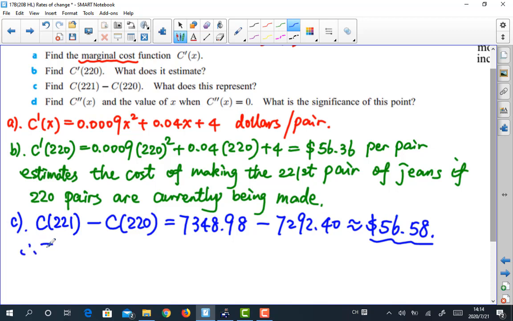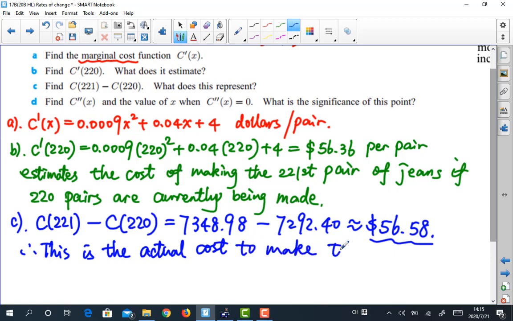What is this value? This value is the actual cost to make the actual pair of jeans, from 220 to 221 pairs of jeans. So how much do you need to pay if you want to produce the 221st pair of jeans? So this is the actual cost you need to spend. Look at this, the actual cost is fairly close to the marginal cost.